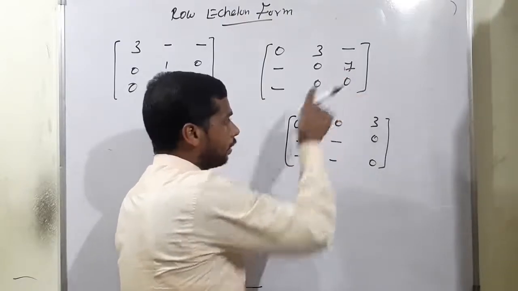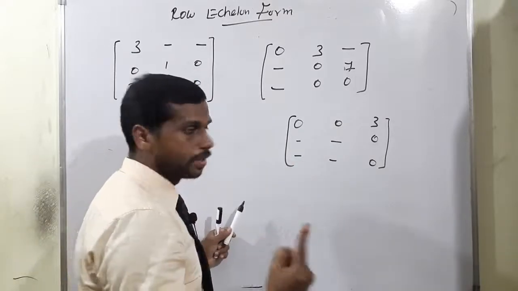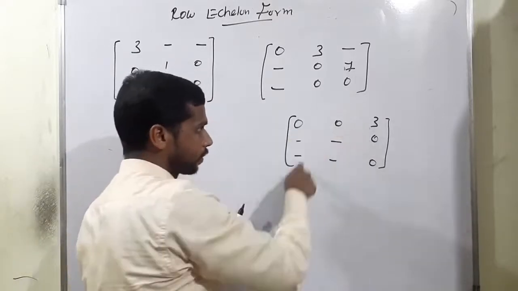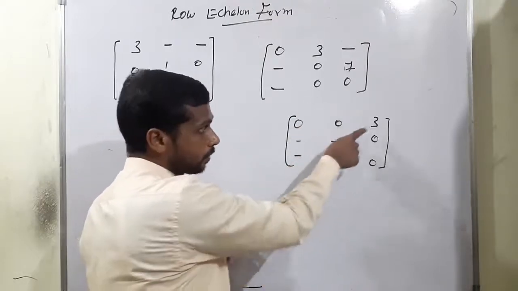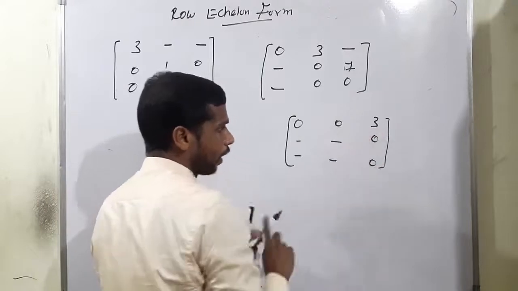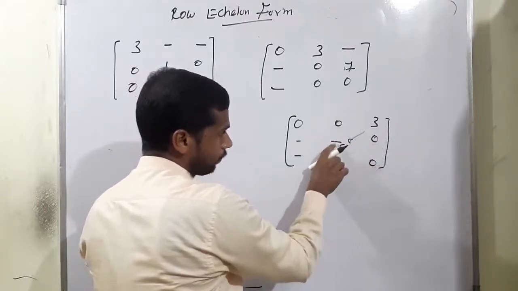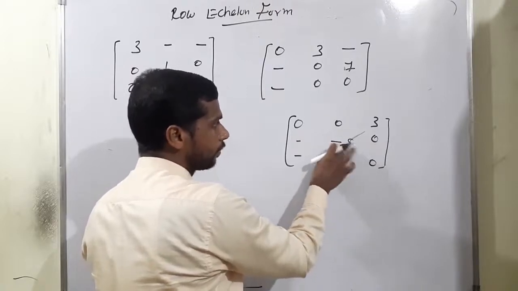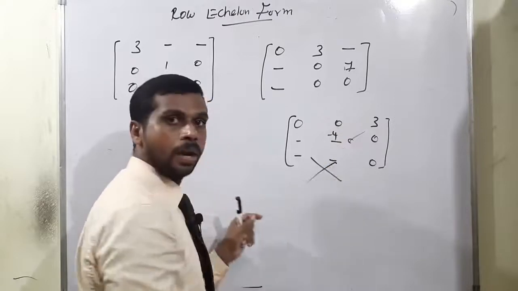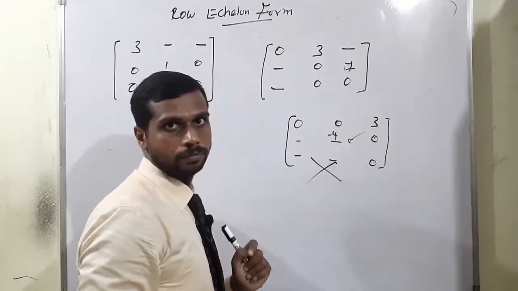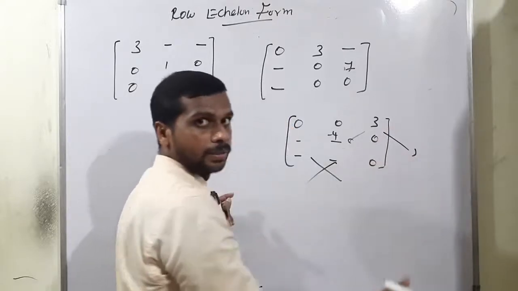This is the way. Then the third one, look at there, where the non-zero digit starts, the third column only. That's why the first and second columns will be completely 0. When starting the non-zero digit, under it the terms should be 0. If on the left side any number comes, where I have put a dash, any number like minus 2 or minus 4, this is not a row echelon form. But on the right side, any number can come. That is not an issue.